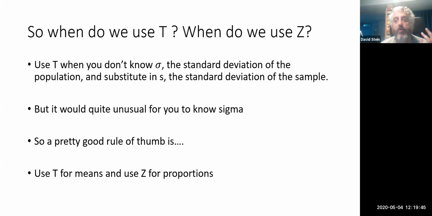So here is our pretty much always used rule of thumb. Use T for means and use Z for proportions. There is a special case of using Z for means if you know what sigma is. But on a practical case, we don't do that. Okay, so T for means and Z for proportions. That's what I want you to get from here. All right, time for a sample problem.